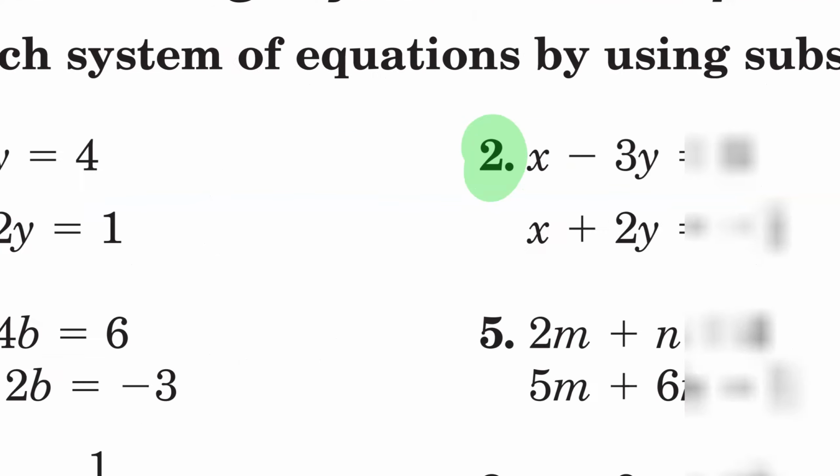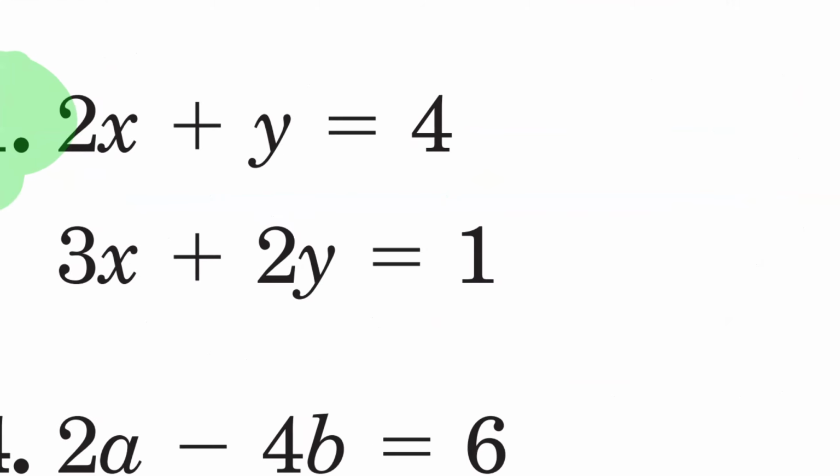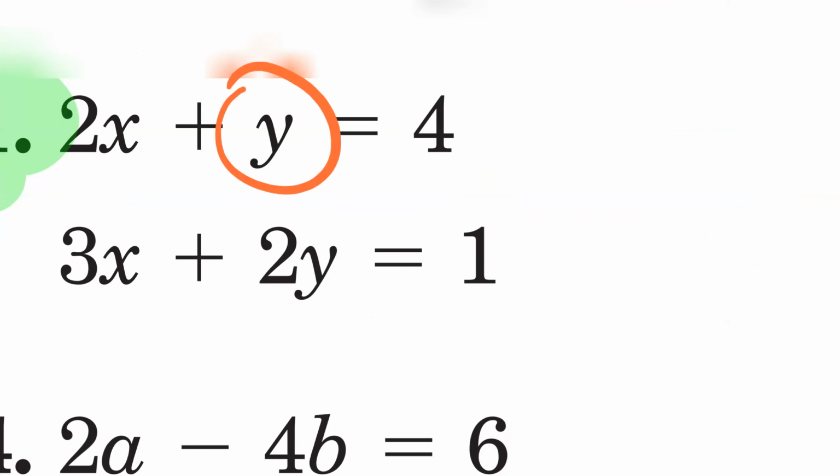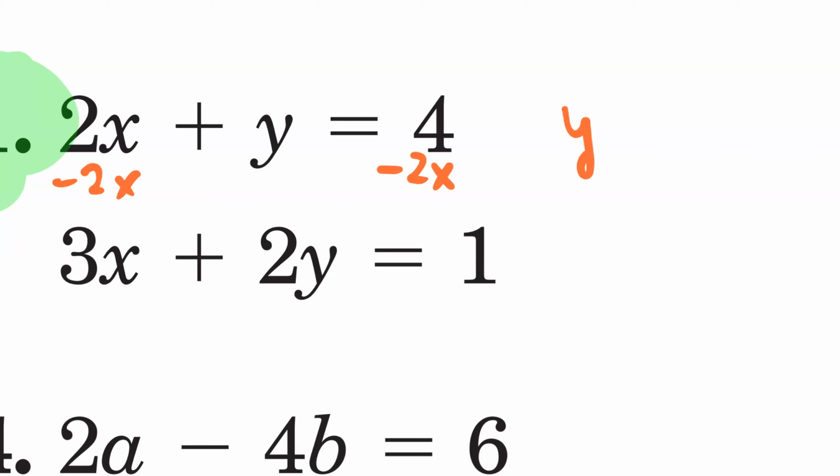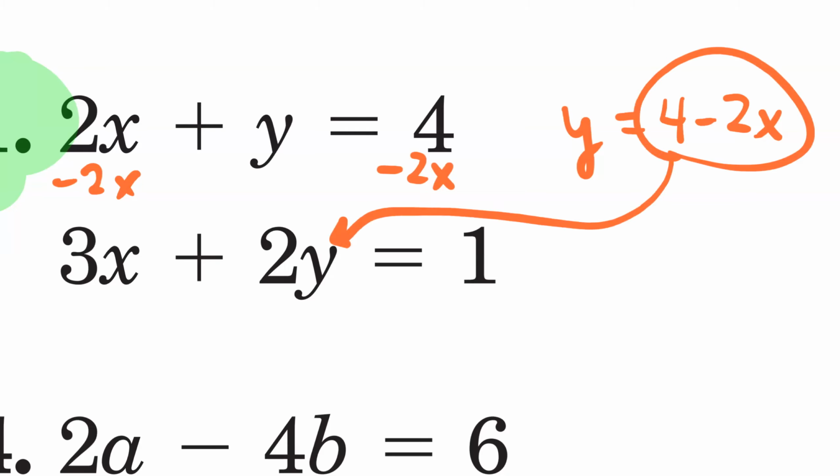So we want to solve this one by substitution. What I would like to do is, if I could get y by itself, I can make an equation, then plug it in for the y below. So if I subtract 2x from both sides, I see y is equal to 4 minus 2x. And now that I know what y is equal to, I can plug it in for y below, solve for what x is, and then get y.